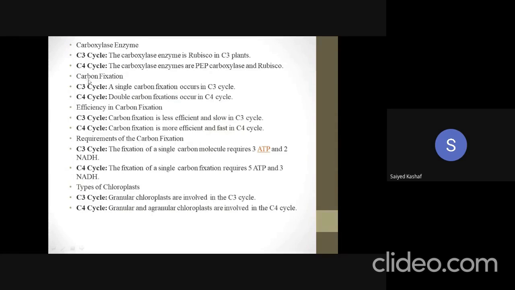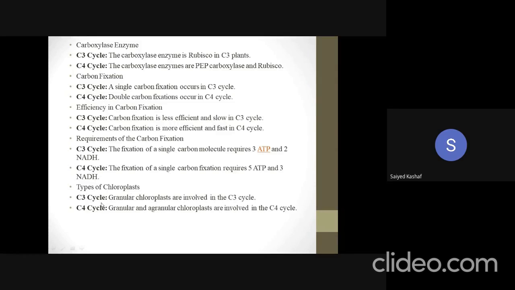Now the carbon fixation. In carbon fixation, a single carbon fixation occurs in C3, whereas in the C4 cycle double carbon fixation can take place. Efficiency in carbon fixation is lesser and slow in the C3 cycle, whereas carbon fixation is more efficient and fast in the C4 cycle. Requirement of carbon fixation: in the C3 cycle, fixation of a single carbon molecule requires 3 ATP and 2 NADPH, and single carbon fixation requires 5 ATP and 3 NADPH in the case of C4.